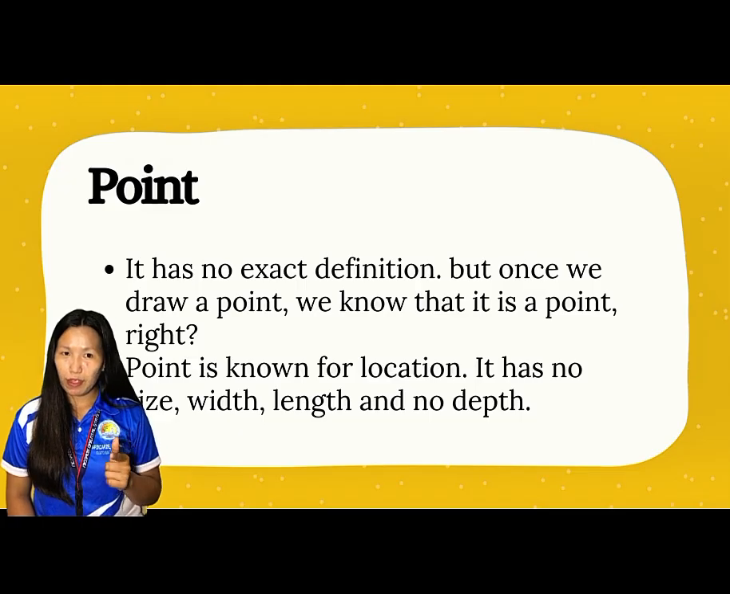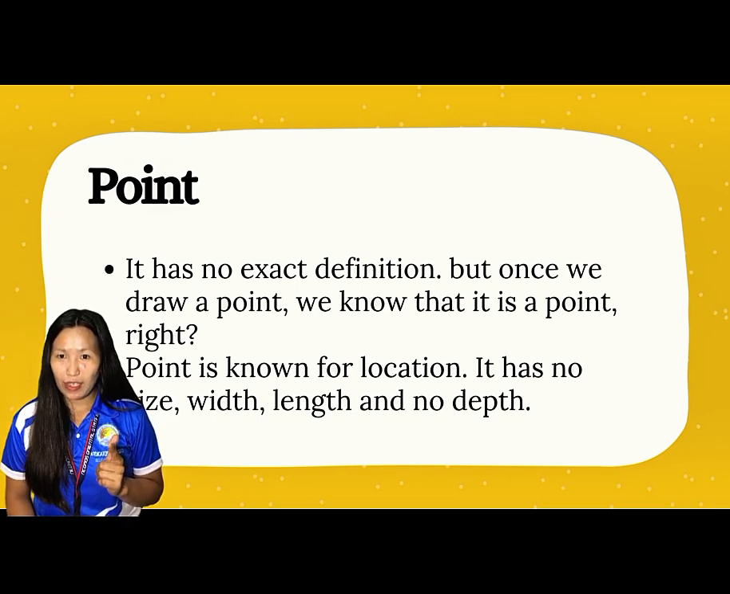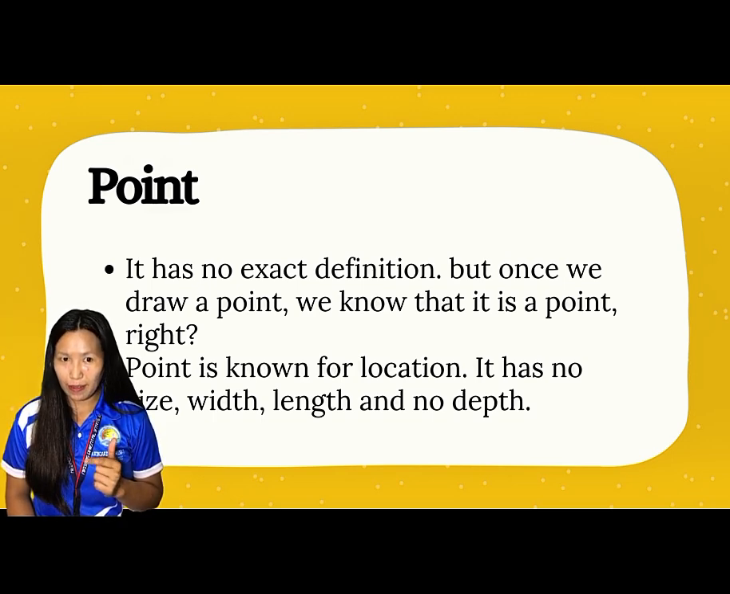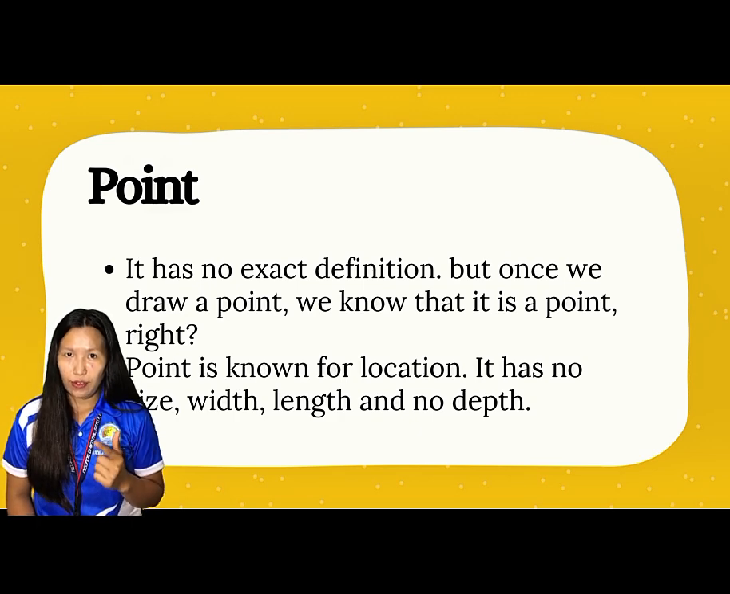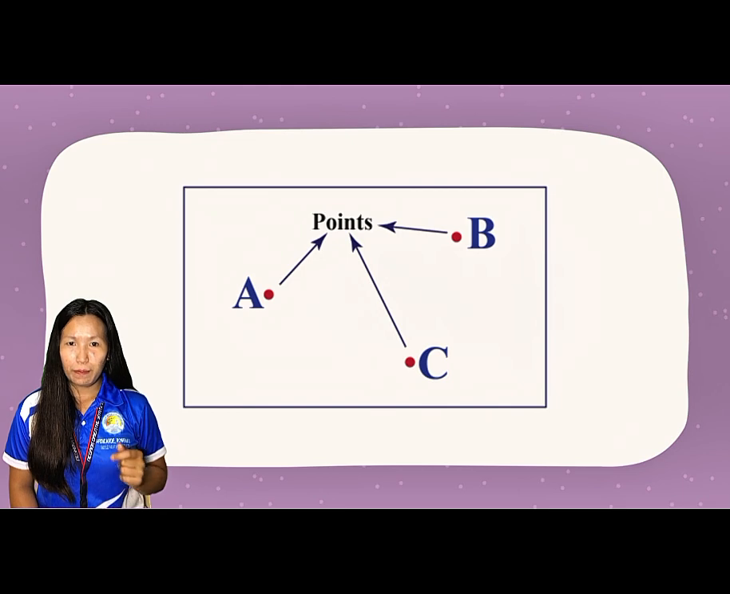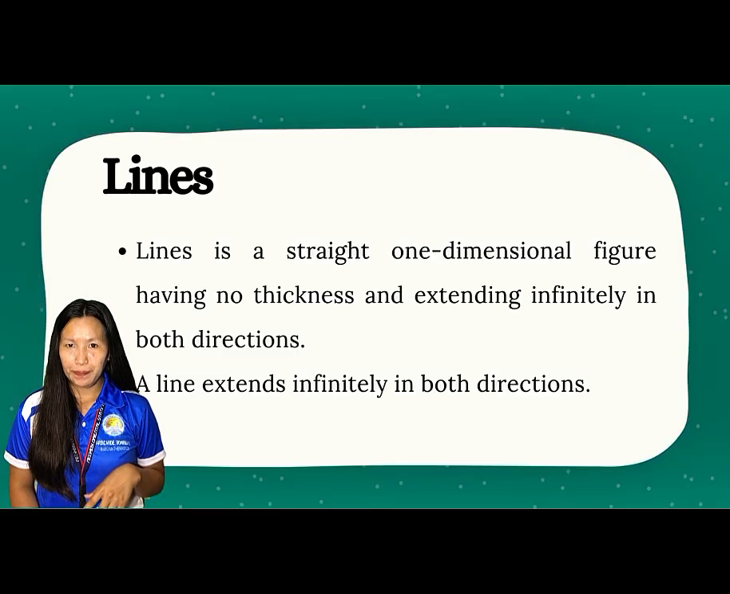When we say point, it has no exact definition. But once we draw a point, we know that it is a point, right? Yes. Point is known for location. It has no size, width, length, and no depth. That is a point. For example, we have point A, point B, and point C.